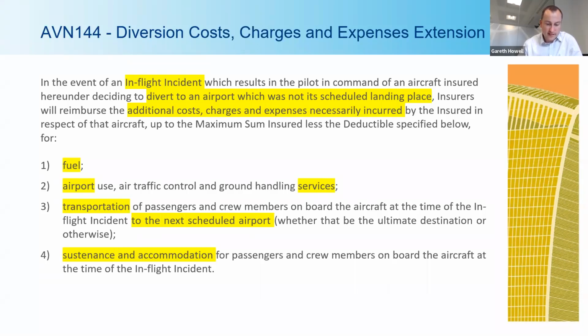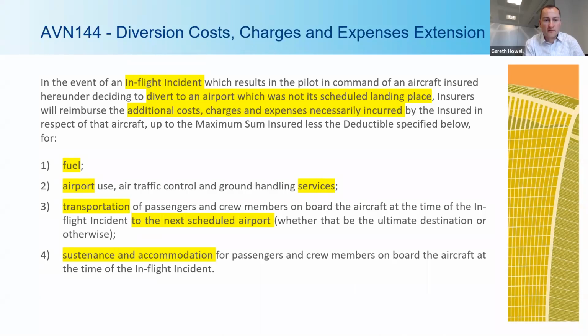So it's not intended to pay for every cost that the airline may incur when an aircraft diverts, but it's to cover these specific expenses. So they are fuel, airport services, whether that's directly to the airport for additional air traffic control for landing at the unscheduled airport, additional ground handling services that may be required. The third one, transportation of passengers and crew members to the next scheduled airport.